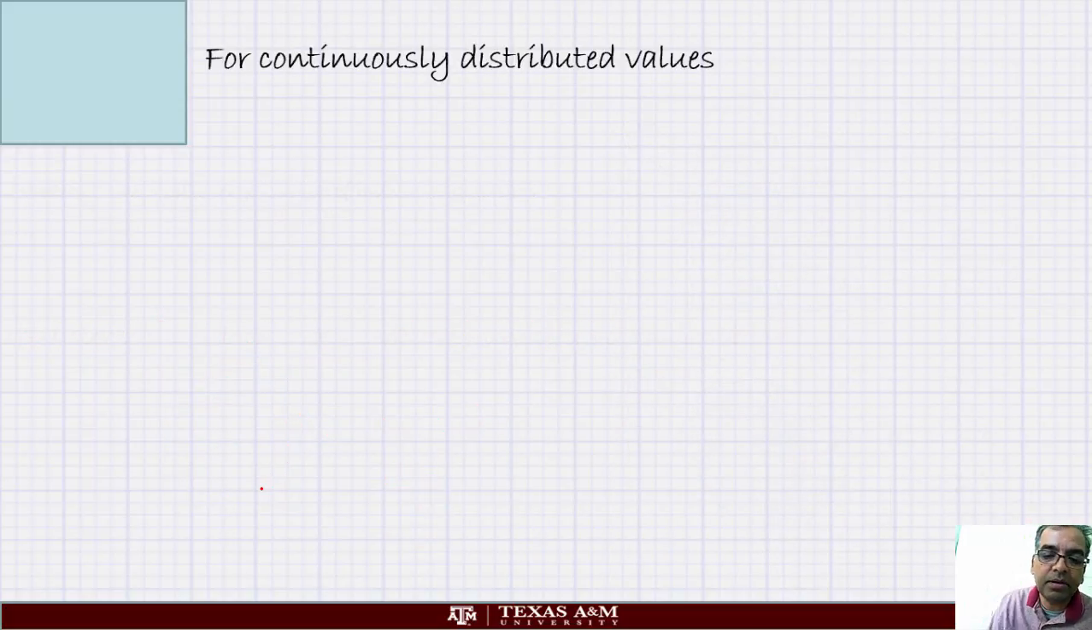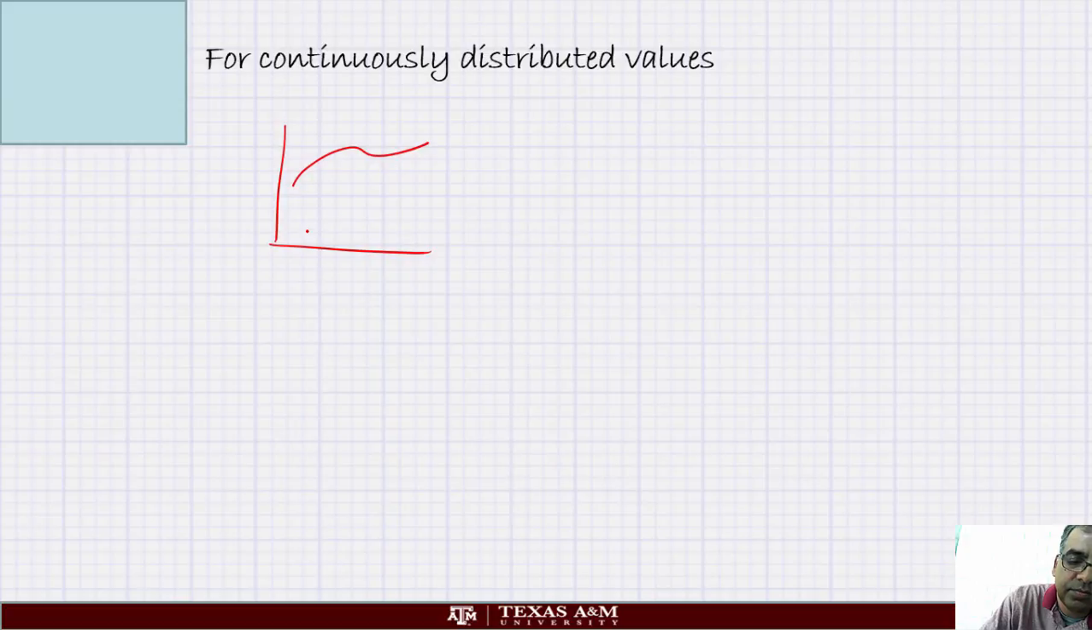So for continuously distributed values, let us say I have something like this, and I have two curves like that. So this is the left side, right side, top, bottom.